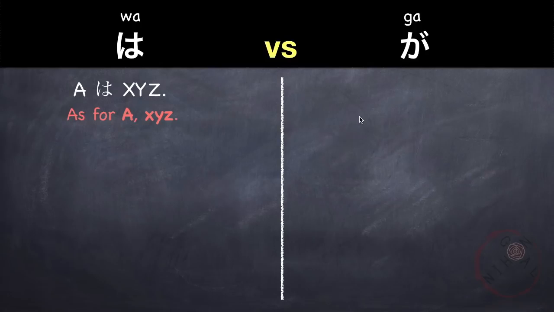On the other hand, A ga XYZ. We can translate this into it is A that is XYZ. So here, A or the subject is the focus. So in the textbook, they would usually refer to A as the topic if it's followed by wa, and if it's followed by ga, they refer to it as the subject. Let's take a look at some examples.